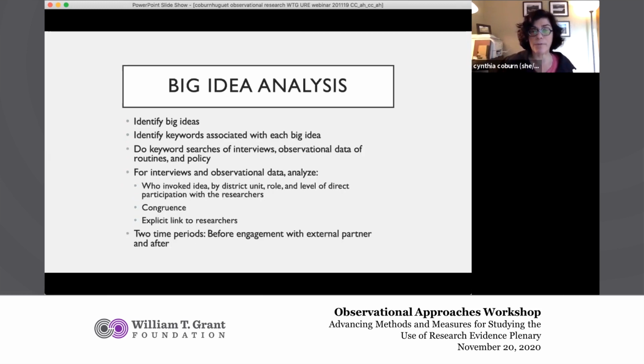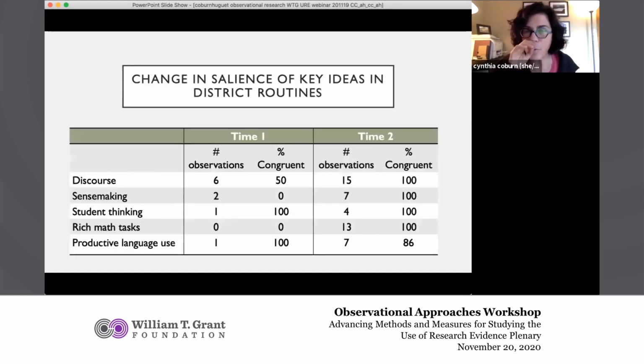And as I mentioned before, in this particular study, we were able to do this analysis in 2 time periods, before the engagement with the external partner and after. And this was because we had a very long longitudinal study here. And this is what some of the data looks like.